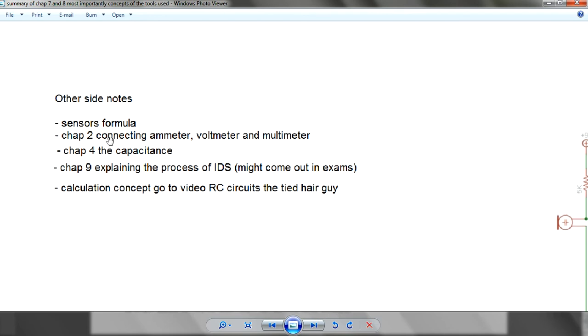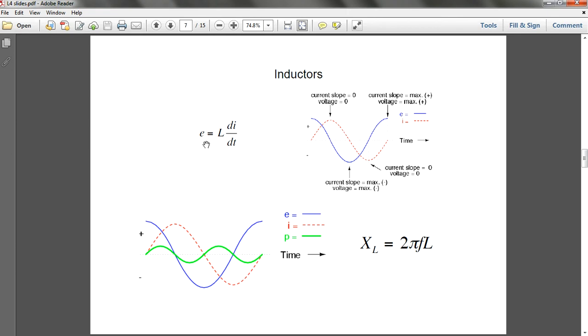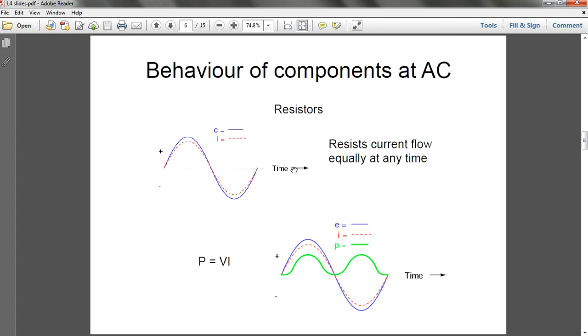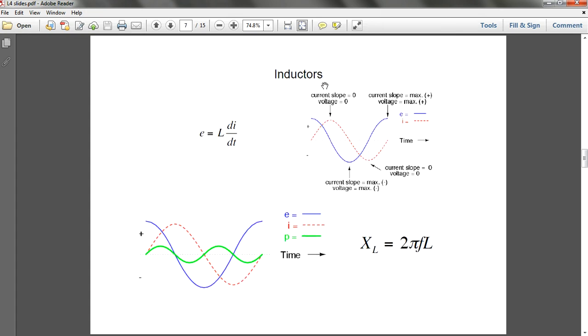What other stuff? I think for chapter 3, sensors formula, you can go and watch the video. I have the sensor video. And then chapter 4, what is the capacitance? What you need to remember for the inductor is that voltage is equal to inductance times the change in current divided by time. This is the thing that you need to understand. There's so many things to talk about regarding the inductor, so I'll just go through it quickly.